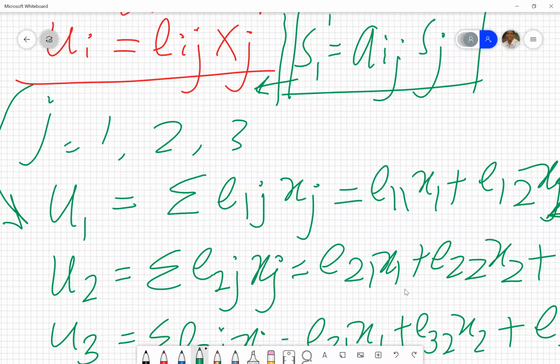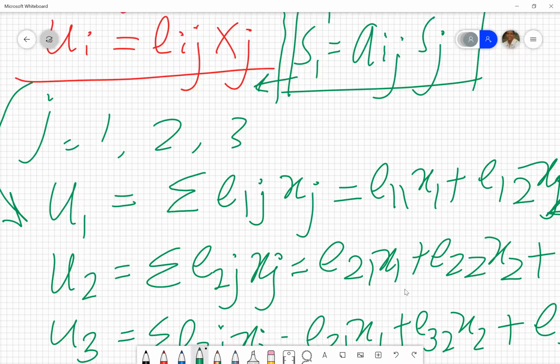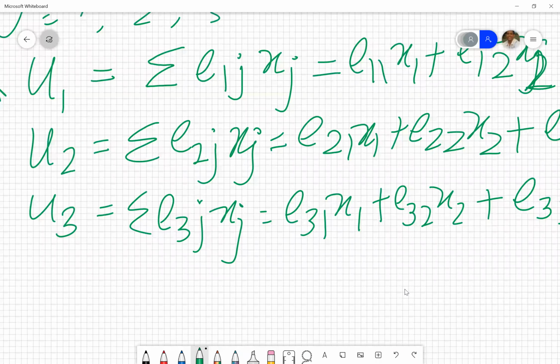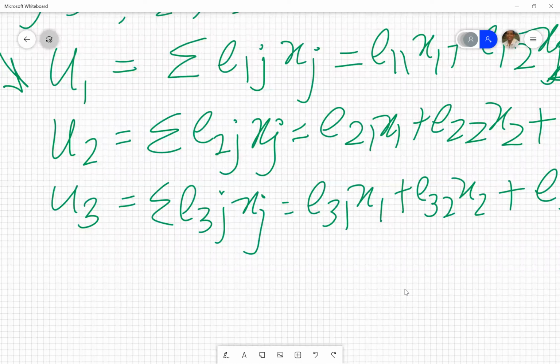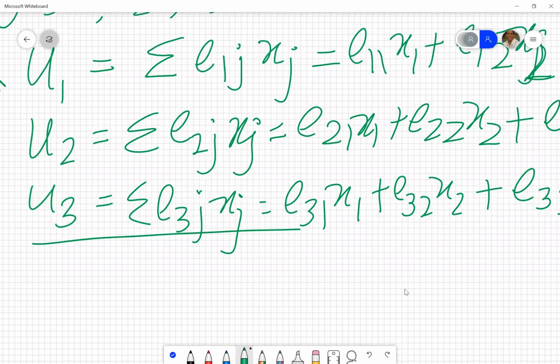Si dash is equal to Aij Sj. In the same manner, we write the displacement ui is equal to eij xj. And here these are the strain components. All of the coefficients of this equation are strain tensors.